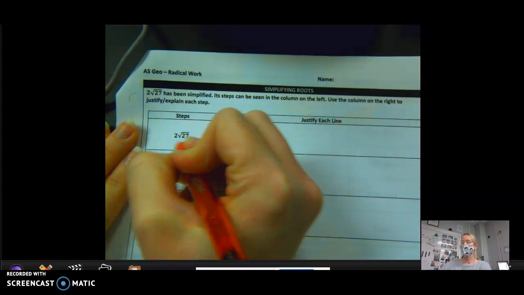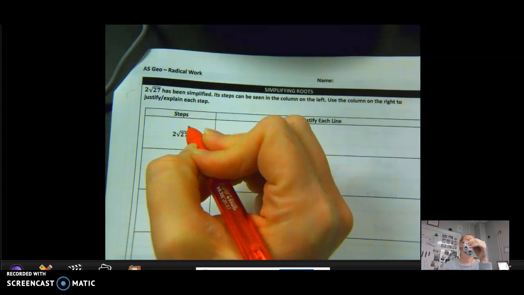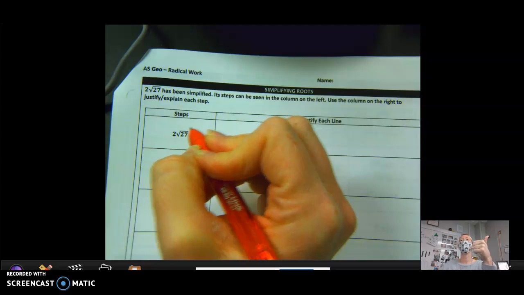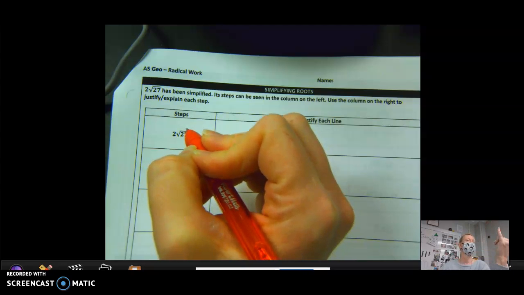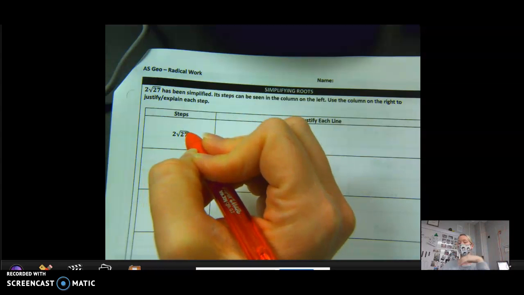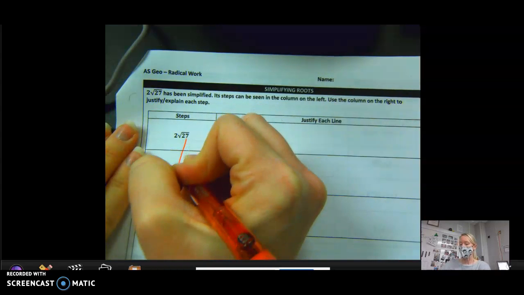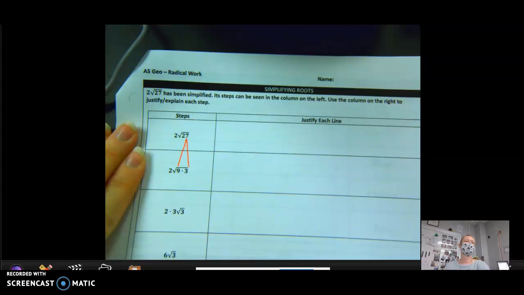So one way to do it is, you're given the problem. The number under the radical, you find the largest perfect square number that goes into it. So perfect squares would be like 4, 9, 16, 25, 36. So like 2 times 2, 3 times 3, 4 times 4, 5 times 5. All those are perfect squares, right? So into 27, the largest perfect square number that goes into it would be 9 times 3. So you split it up into 9 times 3.